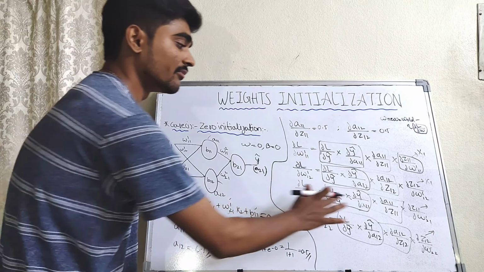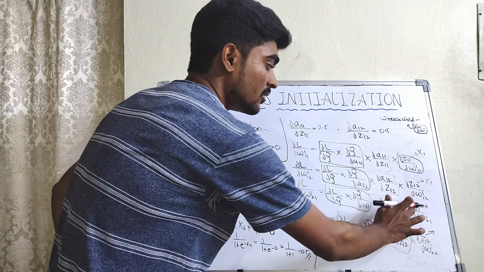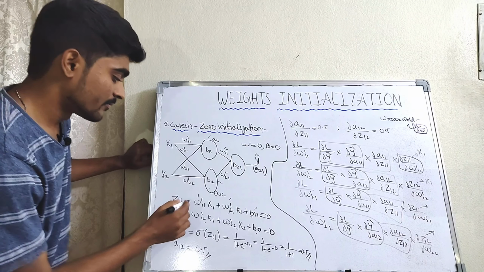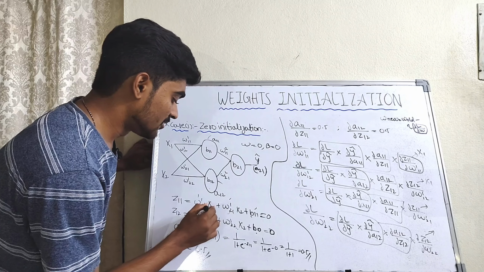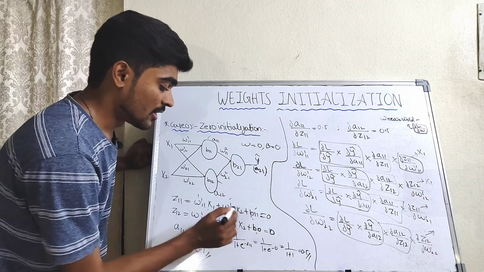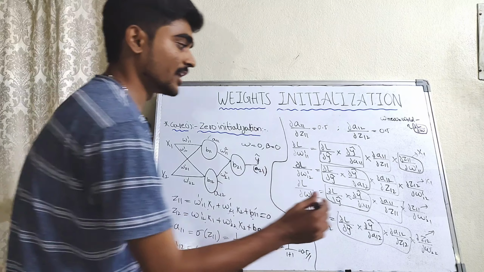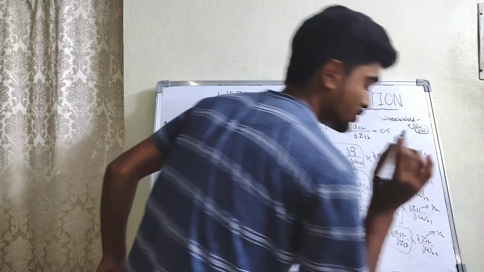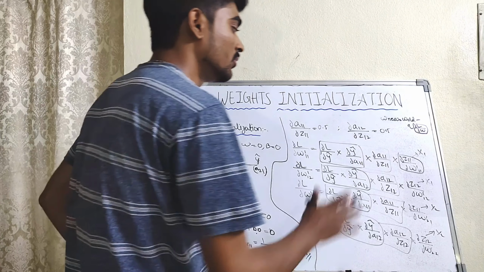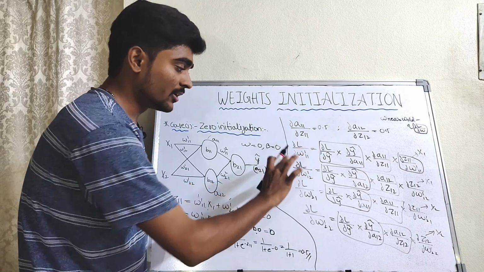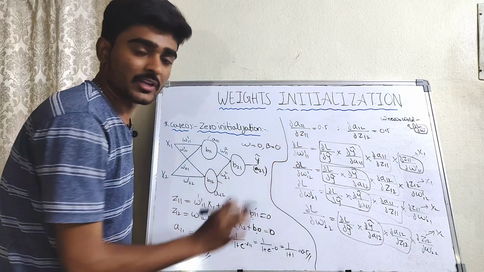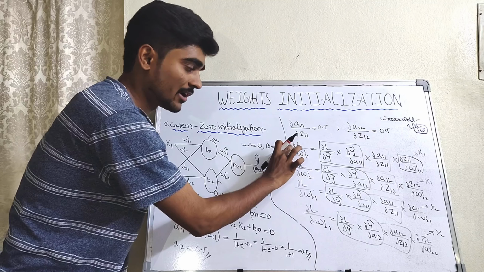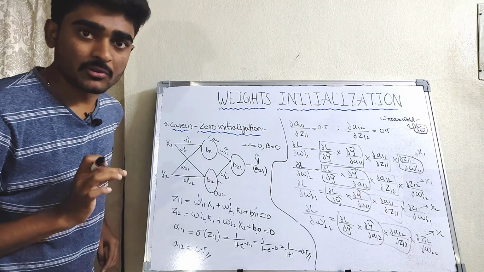Similarly, while I calculate with respect to w121 with z11, this term will be 0 and this term will be 0, and I'll be left with this term, that is x2. Similarly here I'll be getting x2. Now both these derivative values are equal, and both these gradient values are equal.